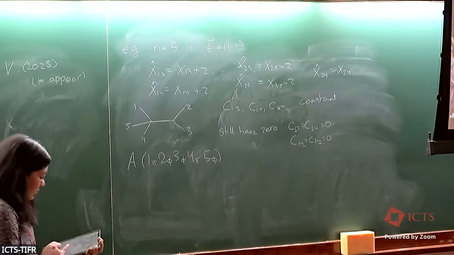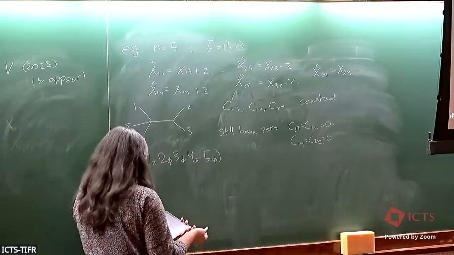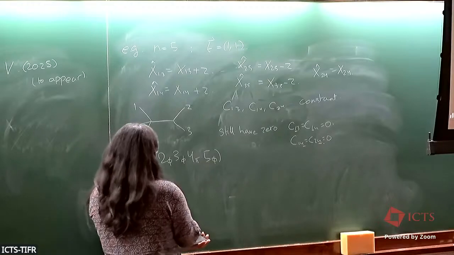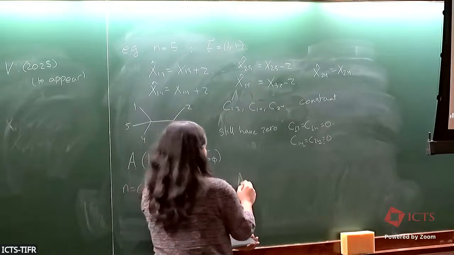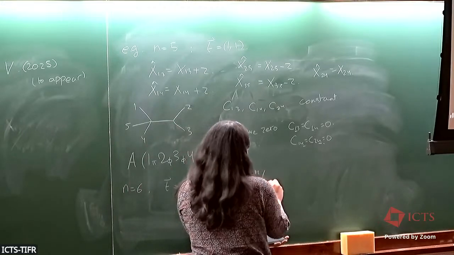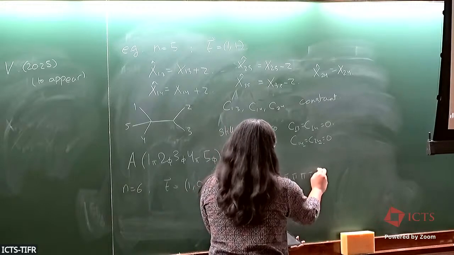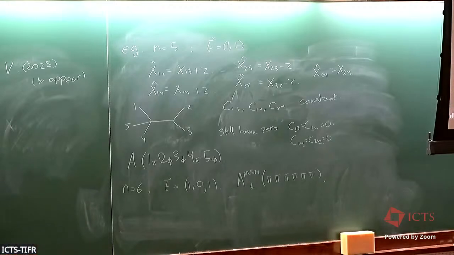It's a mixed amplitude. There's of course the interesting case of, let's say n equals 6, t equals 101, and then you actually just get an LSM of all pions.